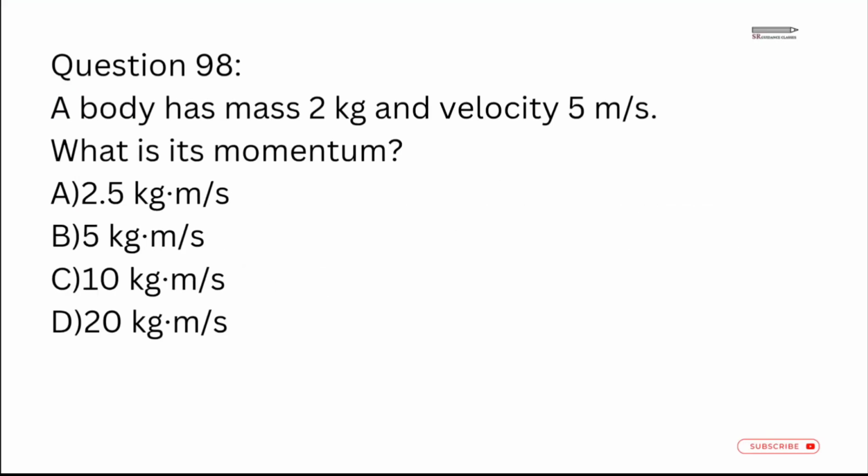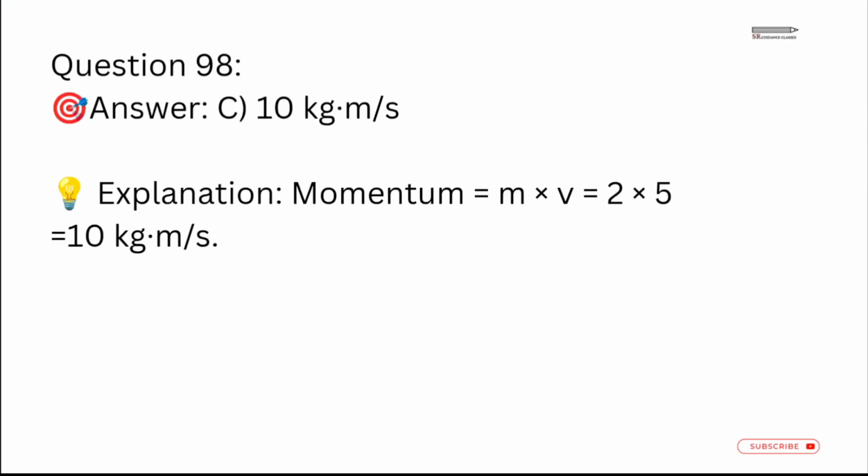A body has mass 2 kg and velocity 5 meter per second. What is its momentum? The answer is option C, 10 kg meter per second.